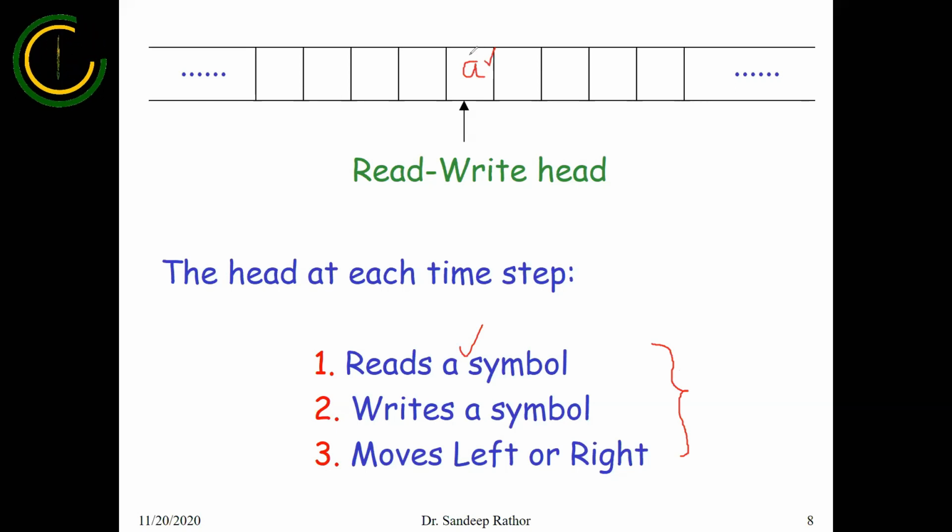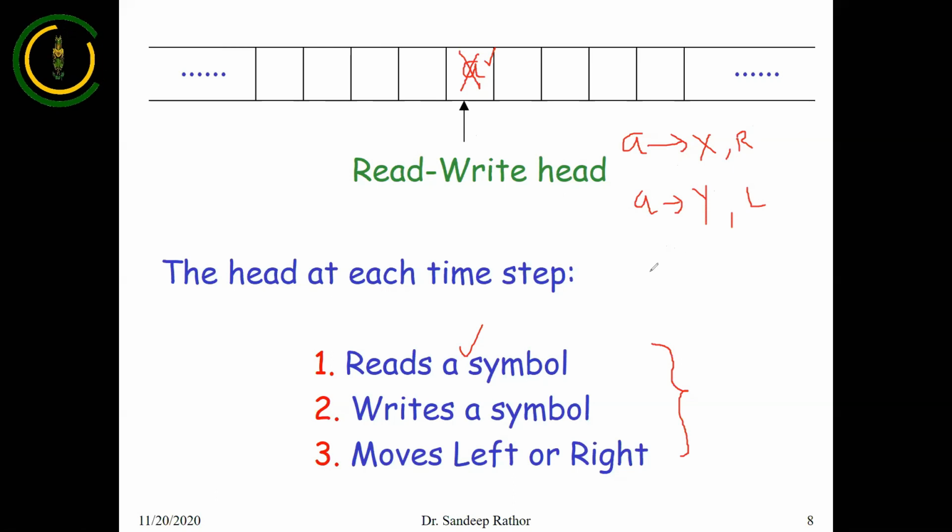Suppose A is there, that means you are reading A. After reading A, if you want to convert it to X, a cross, as I already read it, just write the symbol X in place of A. After that, you decide that the head should move in the right direction, so you mention right here. If you read A and want to change it into Y, then just write Y, and if you want the head to move left, you mark left.